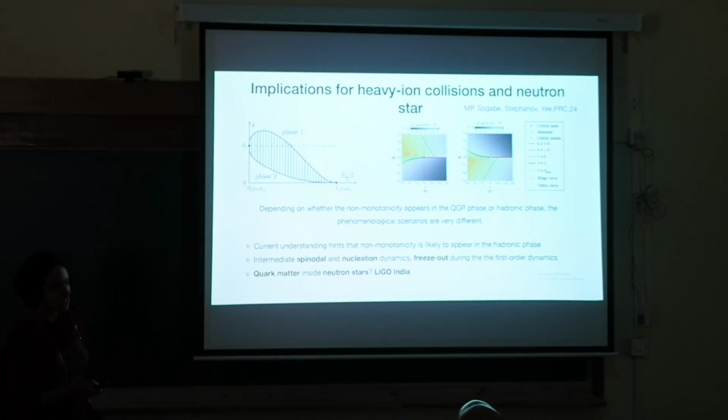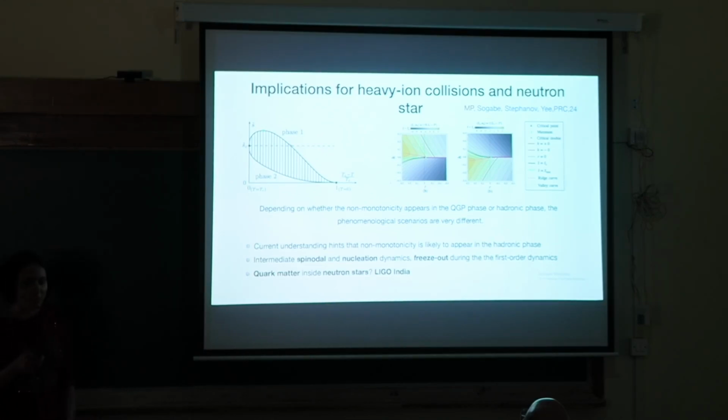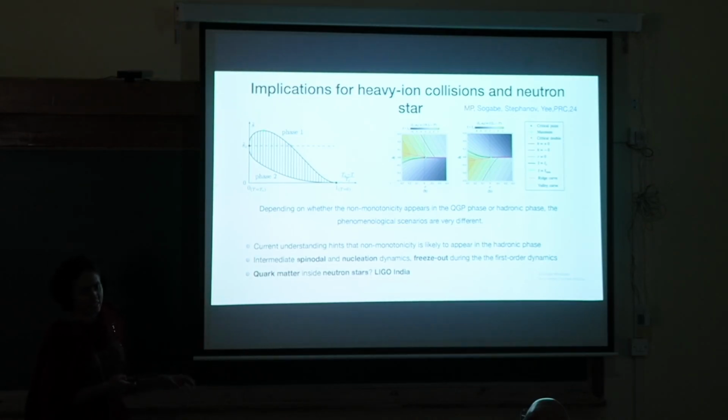And this has implications not only for heavy ion collisions but also for neutron star mergers, especially where the intermediate dynamics does not matter, since spinodal formations and all take place at time scales which are much smaller than the scales of observation. So even though there is a first order phase there, even if there is a quark matter core inside a neutron star merger, we might not actually see any remnant of this if the equation of state is of that scenario.